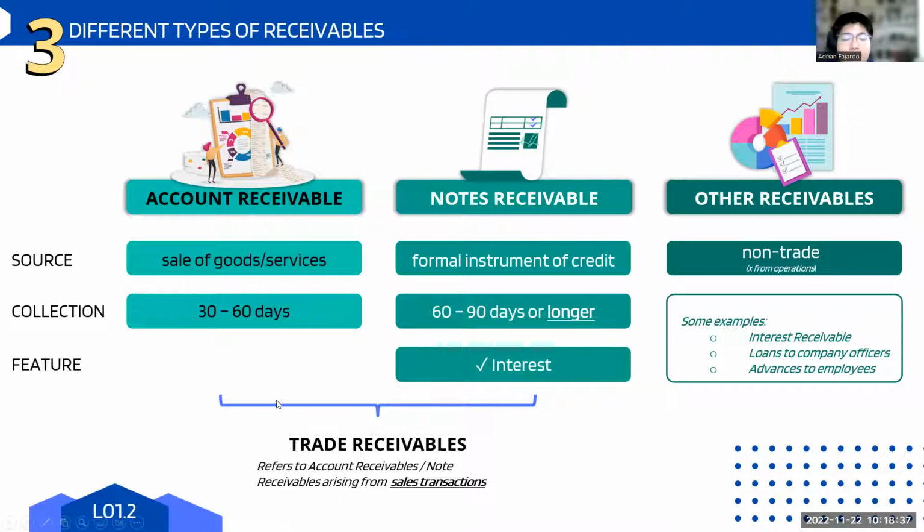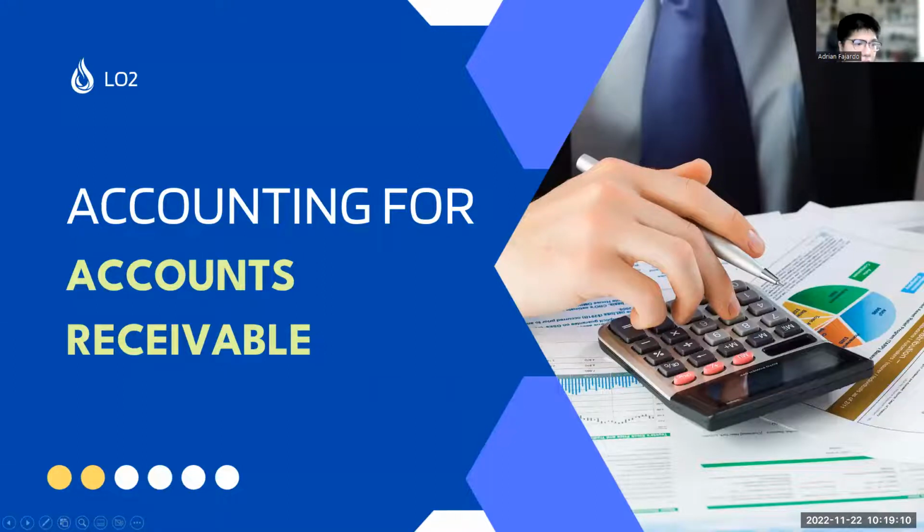So again, to summarize, you have trade receivables comprised of your accounts receivable and notes receivable, and non-trade receivables comprised of your interest receivable, loans to company officers, and advances to employees. So are there any questions when it comes to classification? It's important to master this, particularly for theory questions and the fundamentals of understanding our short problems, right? Kindly let me know if there are questions in the chat. If none, then we can proceed to accounting for accounts receivable.